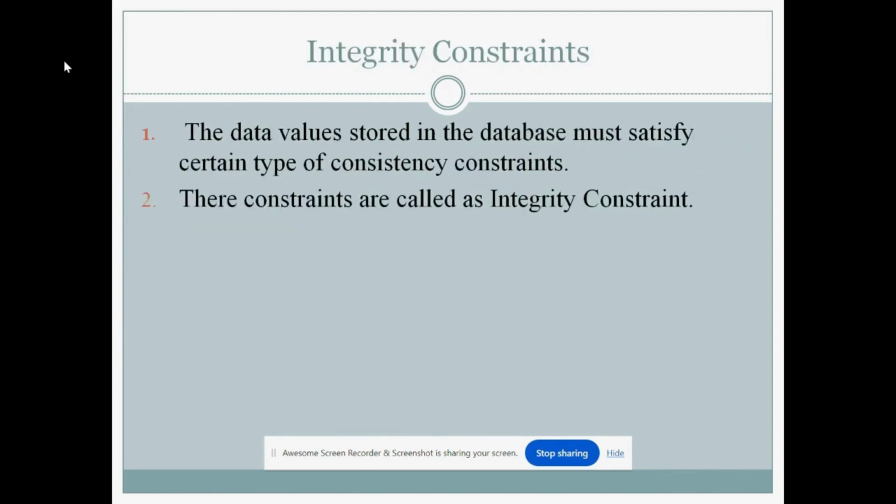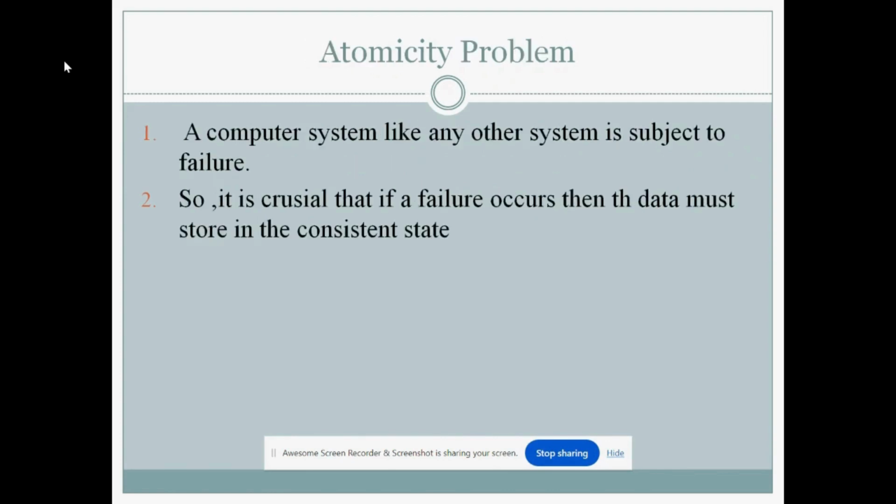Now coming to the sixth advantage, that is integrity constraint. The data values stored in the database must satisfy certain types of consistency constraints. These constraints are called integrity constraints. Let's take an example. In a banking system, the amount in an account table cannot fall below 500. This constraint can be added to DBMS while creating the table, but in case of a file system, this constraint cannot be added.